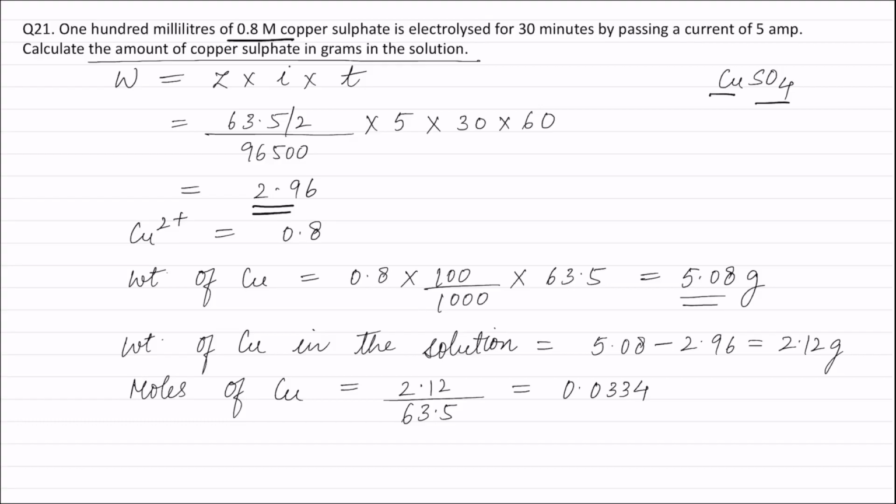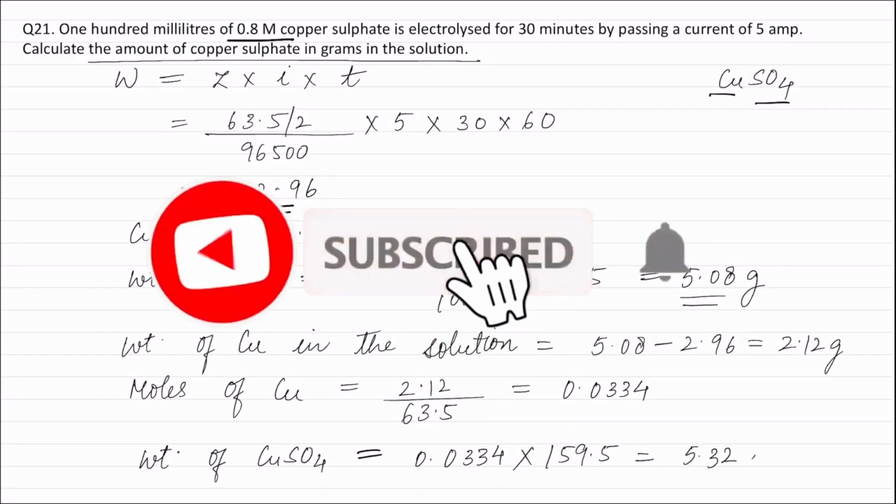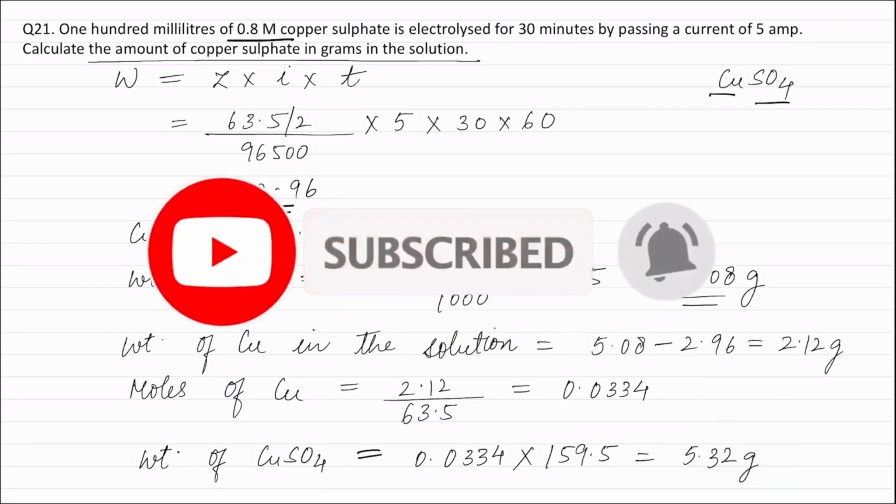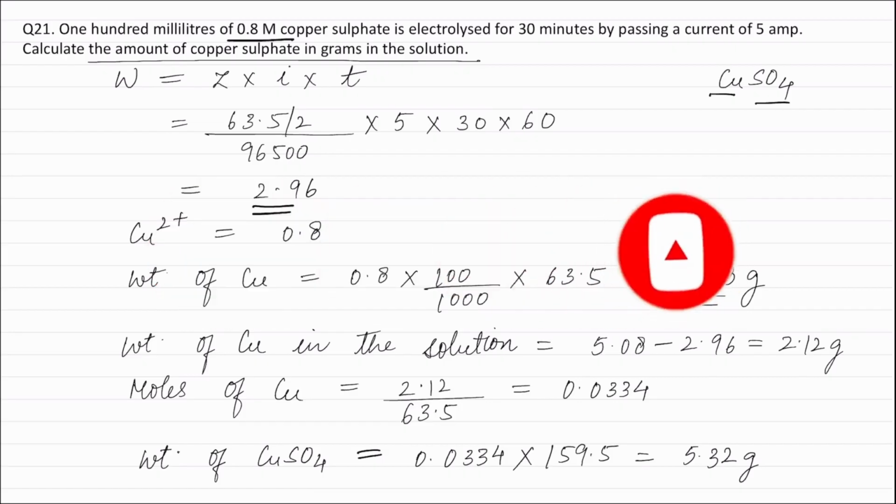Therefore, moles of copper sulfate present in the solution is 0.0334 moles, because moles of copper will be equal to moles of sulfate, which will be equal to moles of copper sulfate. From this, weight of copper sulfate in grams in the solution will be equal to moles of copper sulfate, that is 0.0334 moles, into molecular weight of copper sulfate, that is 159.5, and this is equal to 5.32 grams. Therefore, weight of copper sulfate in the solution is 5.32 grams.